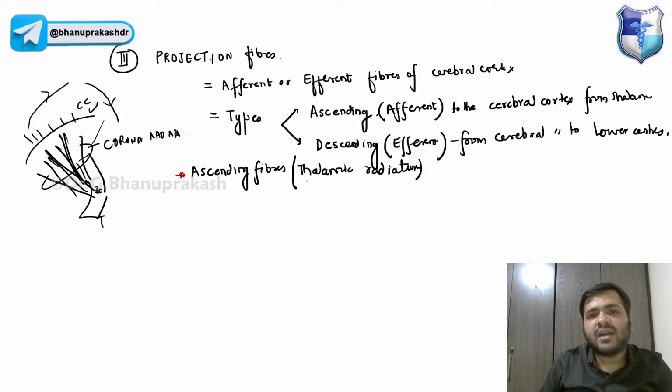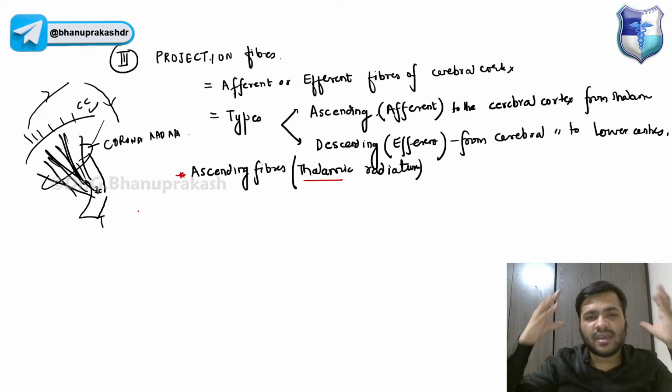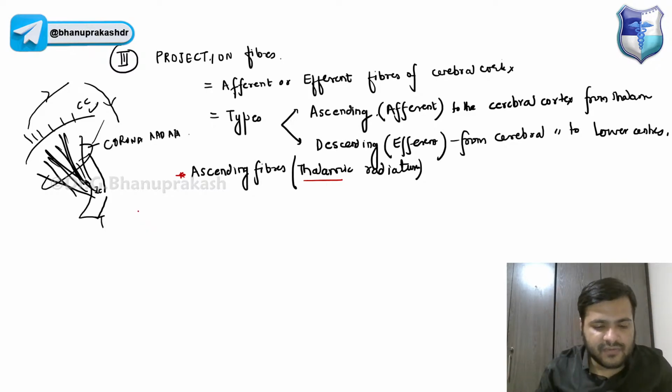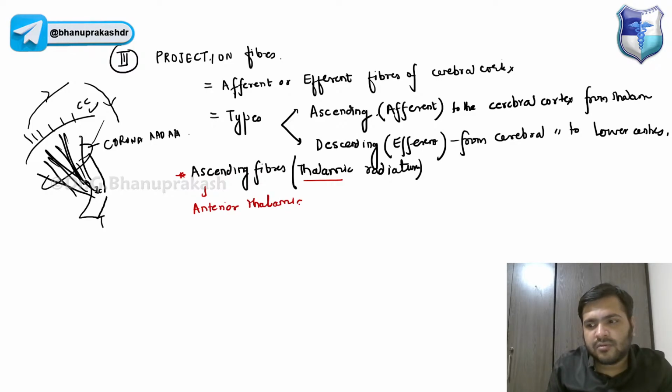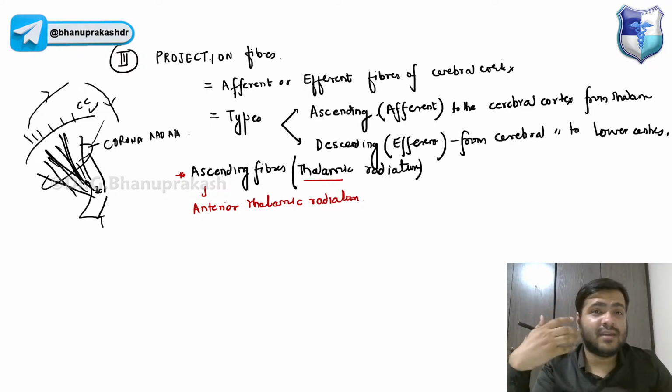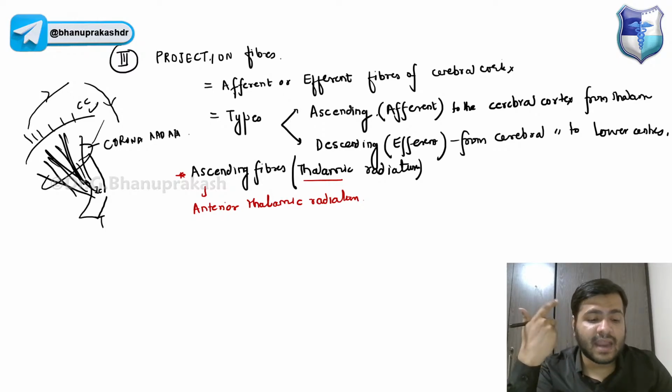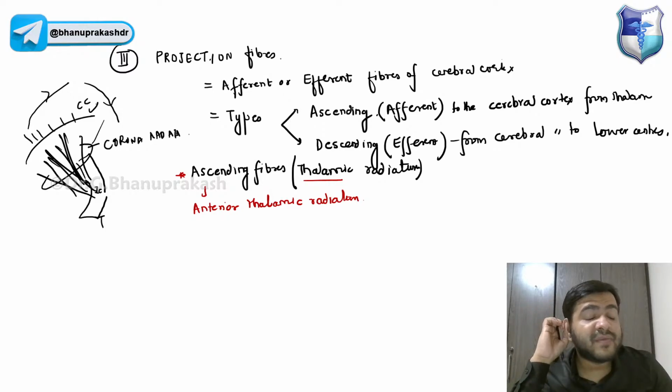Basically, these fibers are coming from the thalamus, or the metathalamus, and they're going towards where? Cerebral cortex, right? So we have the anterior thalamic radiation. When I say anterior thalamic radiation, basically it ascends. It is coming from the anterior and the medial nucleus of the thalamus.